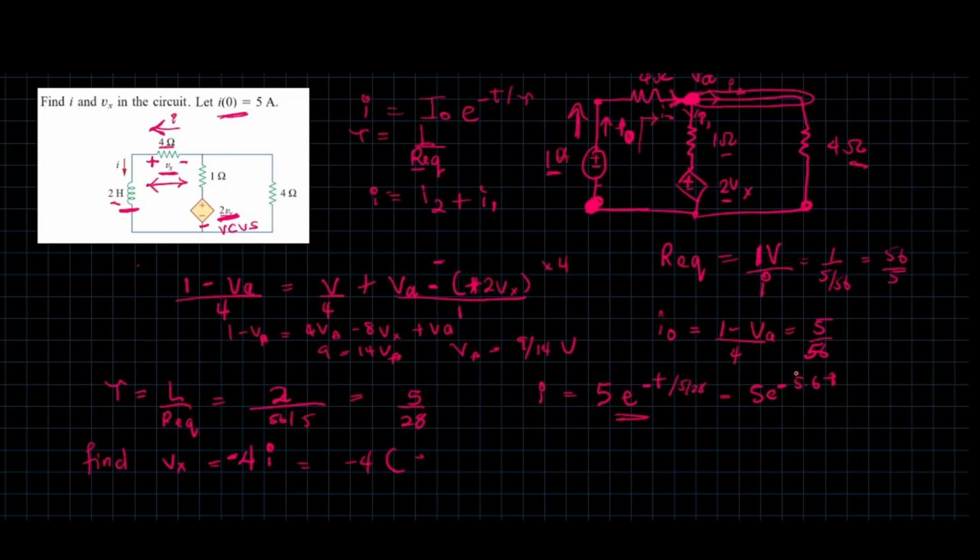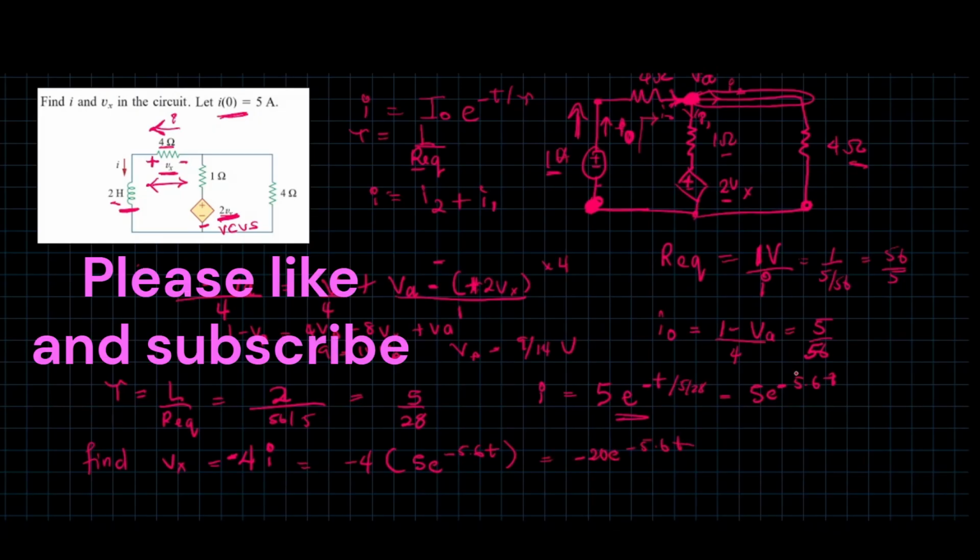We have finally gotten this answer, 5e to the minus 5.6t. And so that's equal to minus 20 e raised power minus 5.6t. This is your final answer. Thank you for listening. Hope you really understood this.